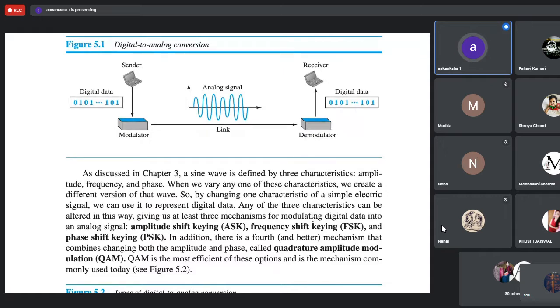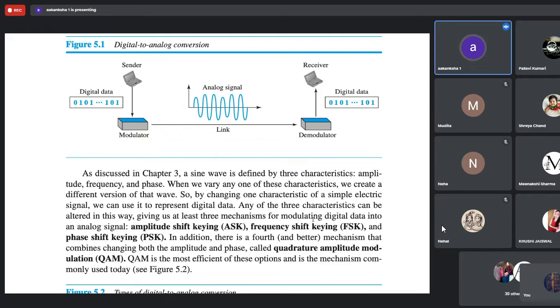Any of these keying methods, amplitude, frequency and phase shift keying, we can use for doing digital to analog conversion. And if we change two of them simultaneously, changing the amplitude and the phase both at the same time to represent one type of digital information carried by the analog signal, then it is known as QAM, that is quadrature amplitude modulation.